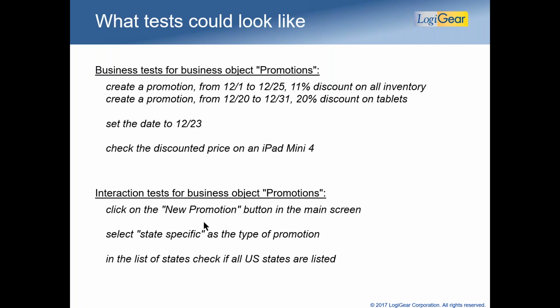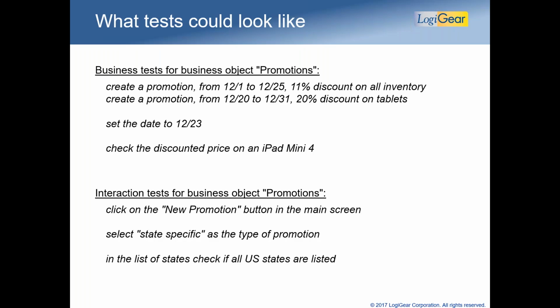And then the interaction. Now I'm detailed. I click on a button on a screen. So this is typically UI oriented. This would not work for a microservice. I select state specific, and now I check all the US states. So I will start with US Virgin Islands, Puerto Rico, Washington DC. Of course, being a mean tester, I would pick the ones that might not be in the list.